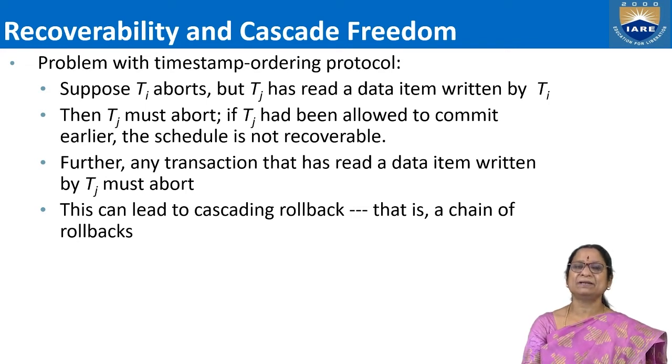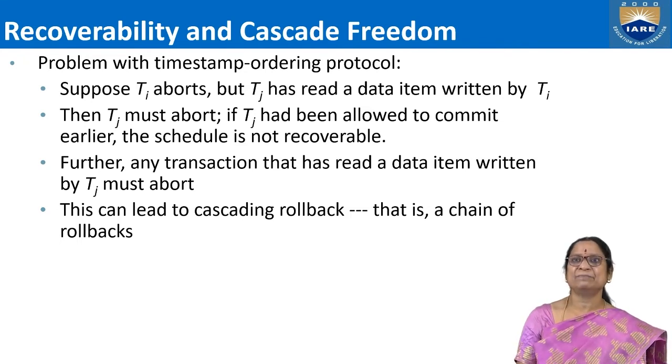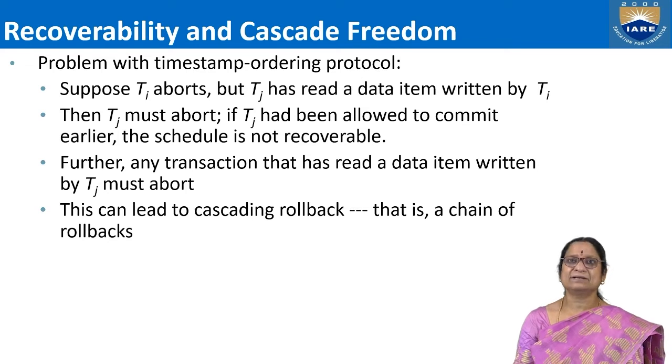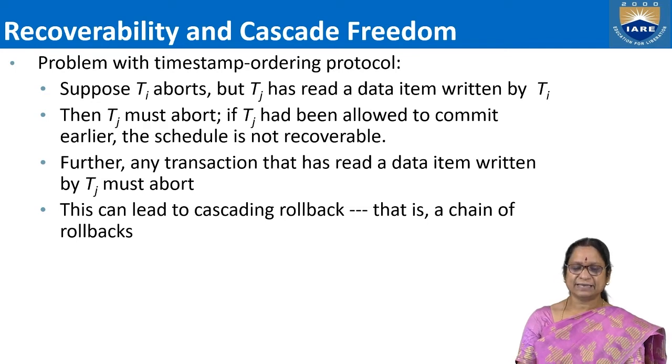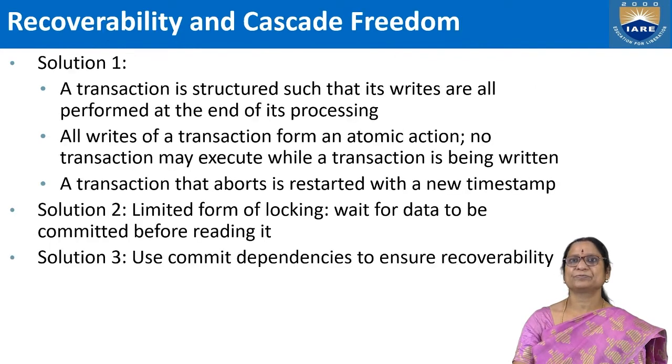It is possible, depending upon the timestamp processing, that TJ must also be aborted. If TJ has been allowed to commit earlier, then the schedule is not recoverable. This is the problem, because we are not checking whether a dependency is there or not. Any transaction that has read a data item written by TJ must abort. This can lead to cascading rollback. A chain of rollbacks is going to be possible in such cases.